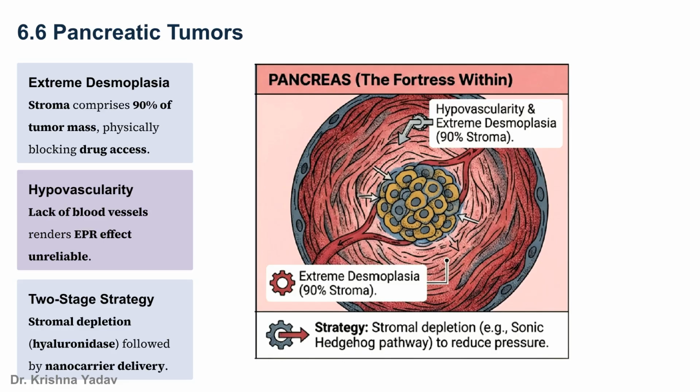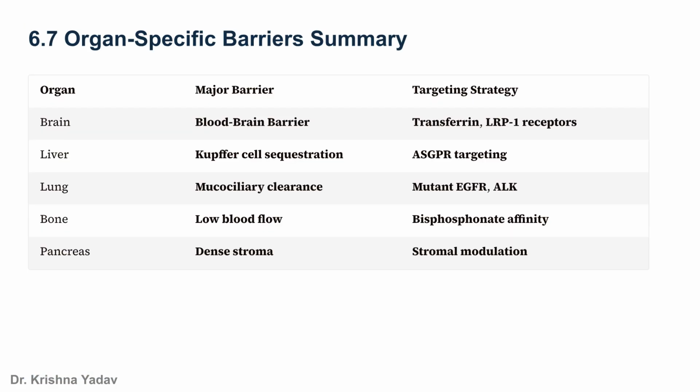Pancreatic tumors are challenging due to extreme desmoplasia and hypovascularity, which renders the EPR effect unreliable. A two-stage strategy involves stromal depletion followed by nanocarrier delivery. This table summarizes the major organ-specific barriers and corresponding targeting strategies we've discussed, including the BBB in the brain, Kupffer cells in the liver, and dense stroma in the pancreas.